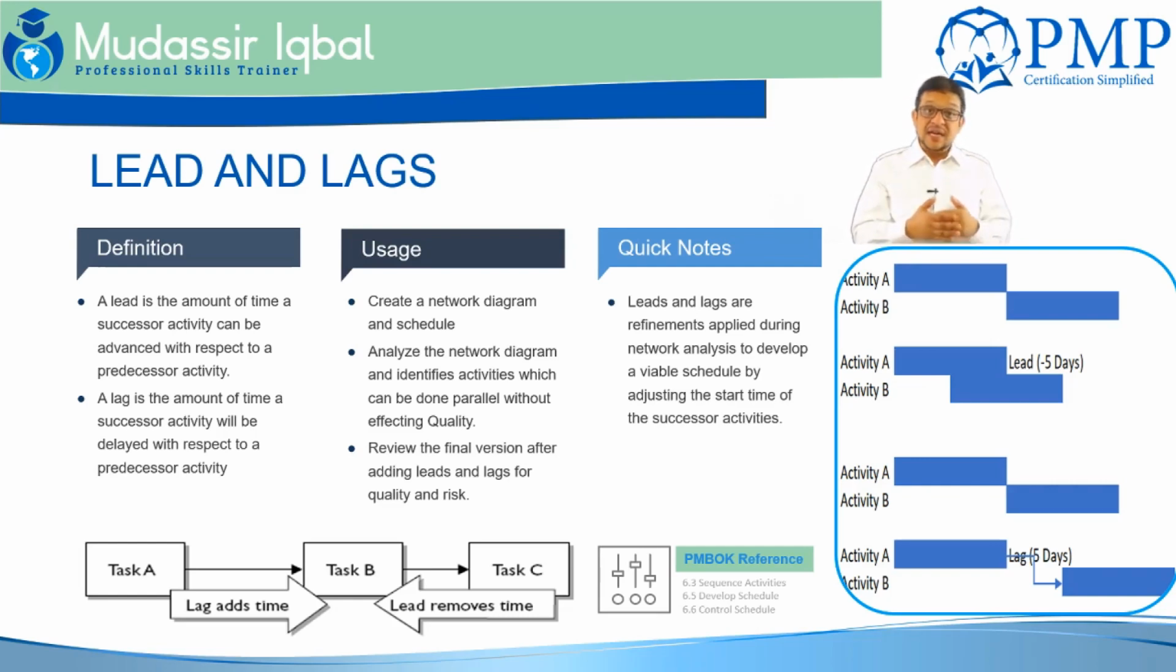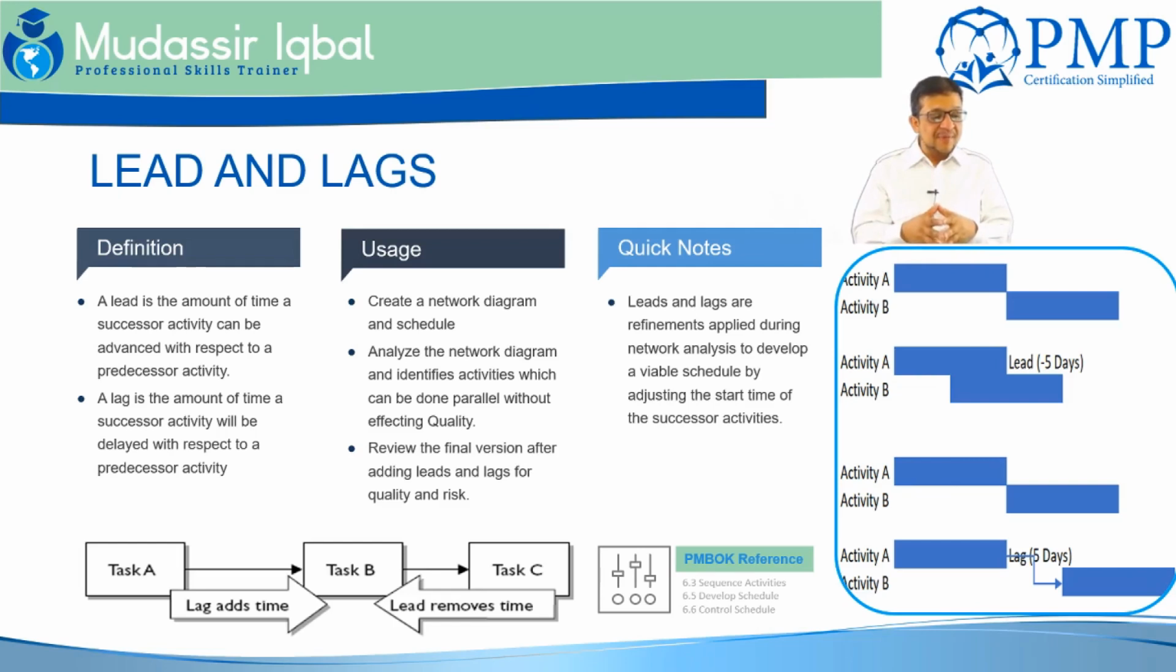Create a network diagram, which we have seen in terms of the precedence diagram. Analyze the network diagram and identify the activities which can be done in parallel without affecting our quality. That is very important. We don't want to lose the quality, and we don't want to lose the external milestones either. So this is where we will be using the leading and lagging of activities.